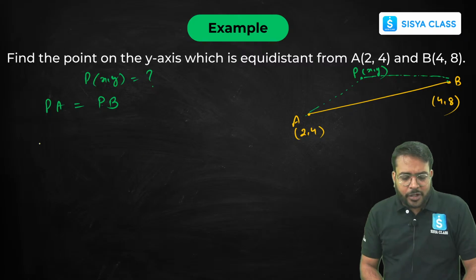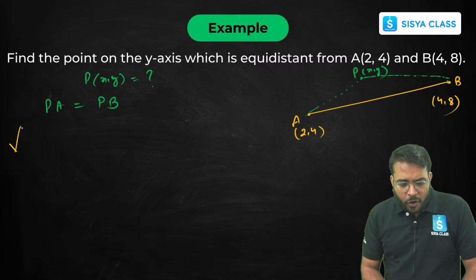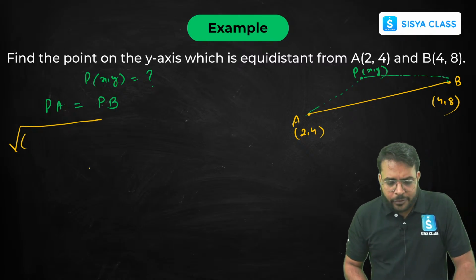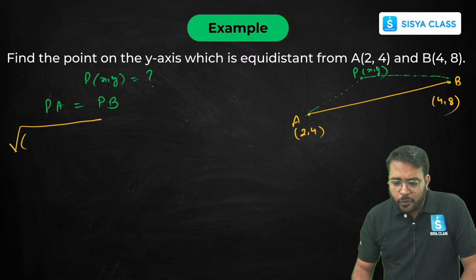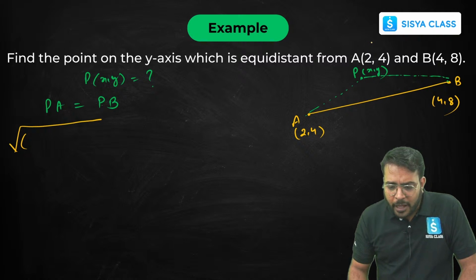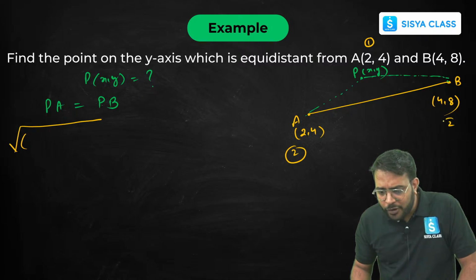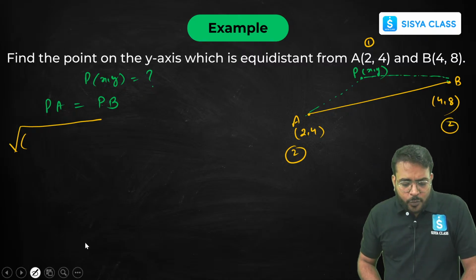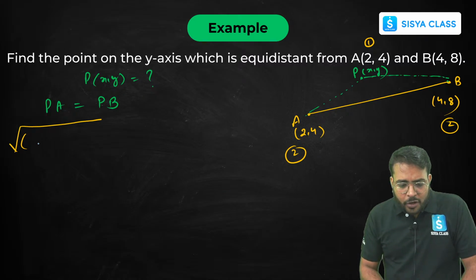So what is going to be PA, beta? PA is under root of, I will take x2 minus x1. I am taking this as my point 1 and this as my point 2. So x2 minus x1 is going to be, beta, 2 minus x.